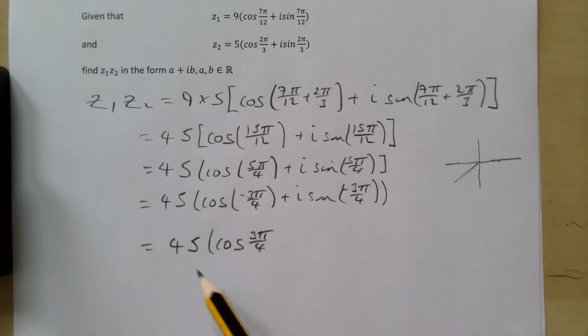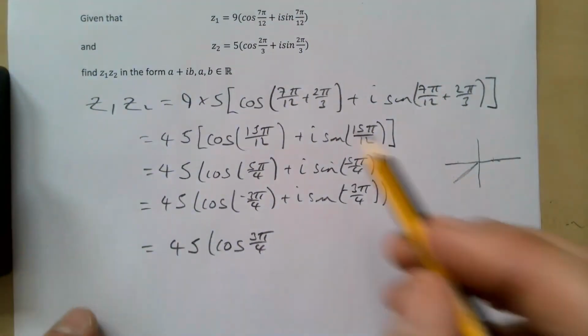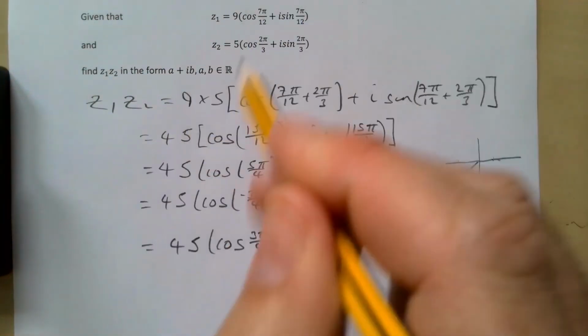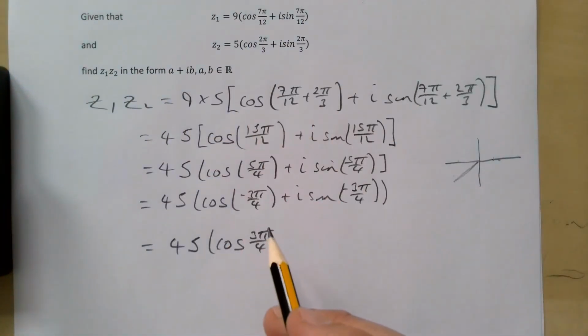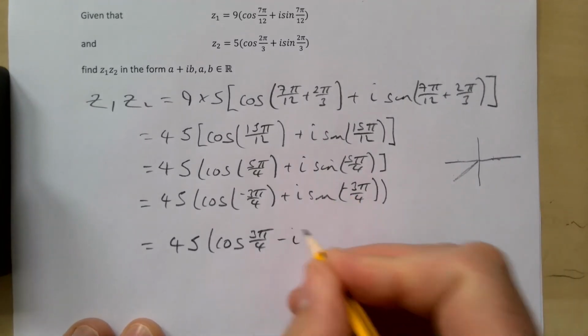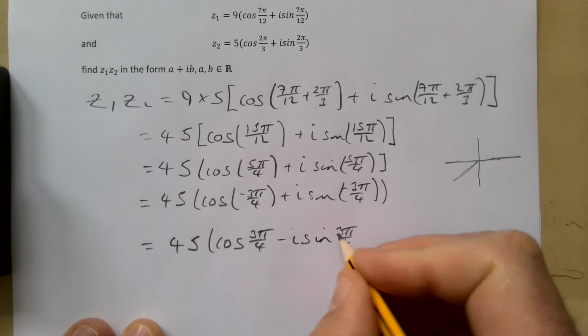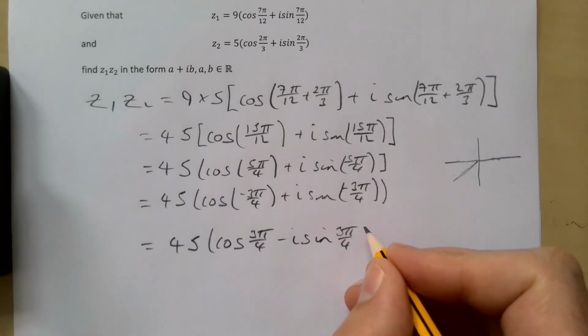If you think about the graph, for example, the graph kind of goes like this, so anything over here is the same. There's a line of reflection in the y-axis. That's why all the angles are the same. And then for sine, you can actually bring the minus sign out here. So it's minus sine 3 pi over 4.